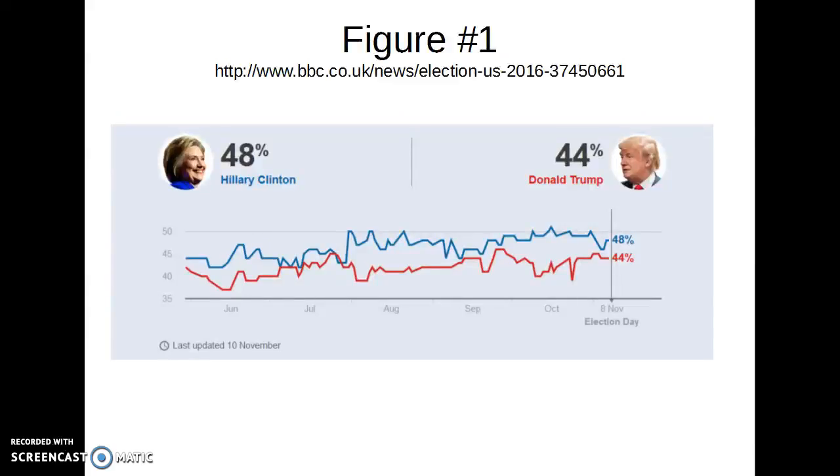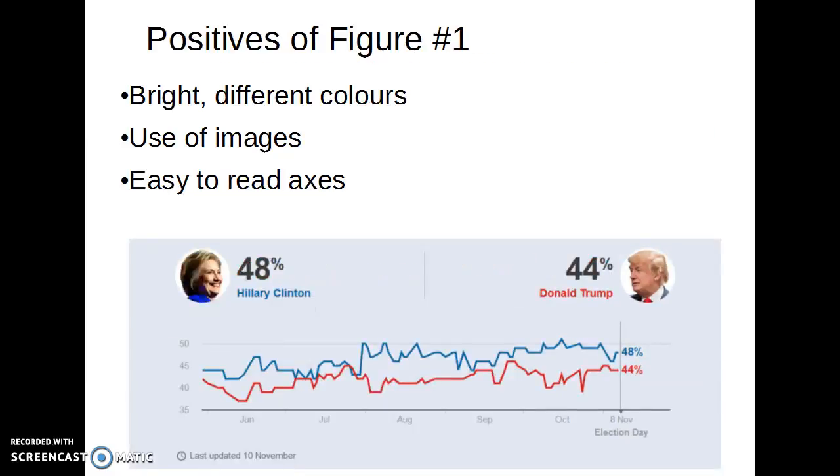We wanted to find several different forms of visualization in order to compare the positives and negatives of each form. The first data visualization we studied is from the BBC website, and it shows a predicted percentage of votes for each candidate through the months from June until election day on November the 8th. The visualization has both positive and negative points about it.